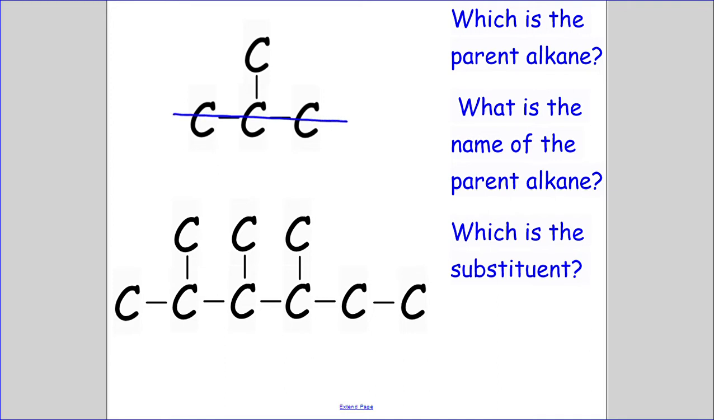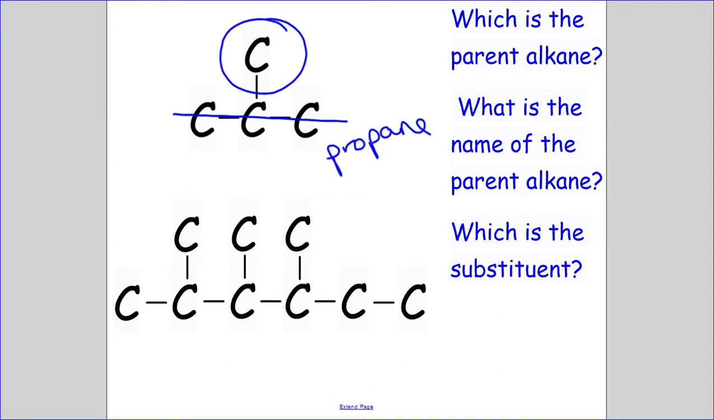So which is the parent chain? I would say I have my parent chain there. What is the name of the parent alkane? Well, this one has 3 carbons. So if I take a look for 3 carbons, I can see that from either the table in the back or looking in your book or your notes from before, 3 gives me propane. And which is the substituent? Well, if this is my parent chain, then my branch or my substituent is right here.